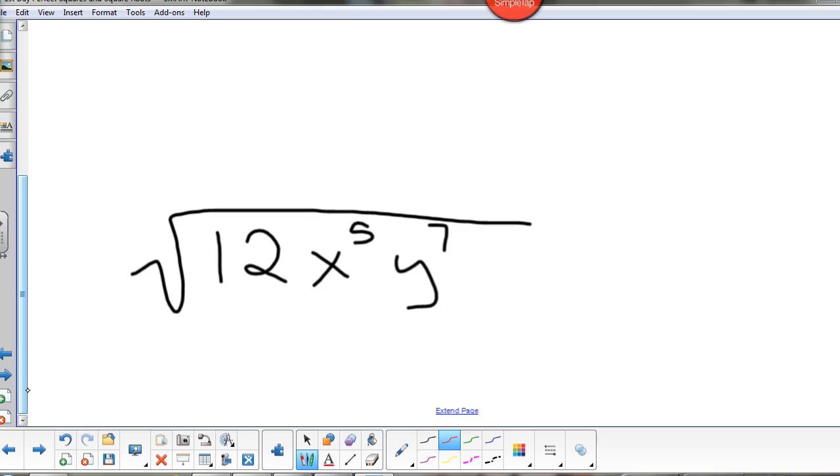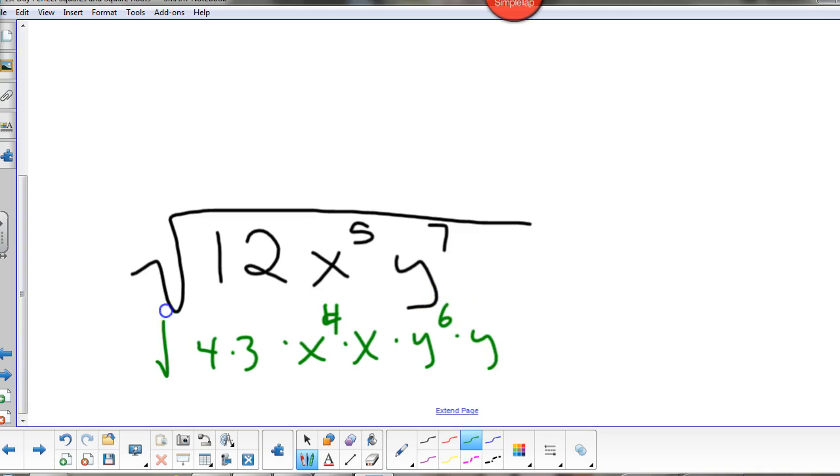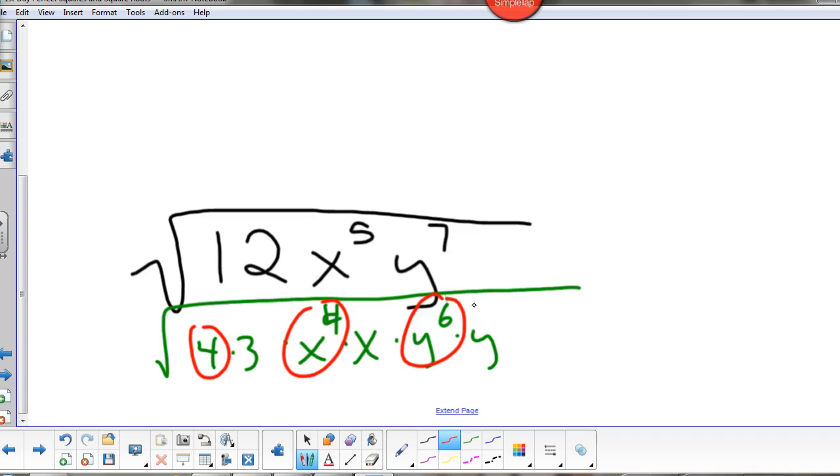But the square root of 12x to the fifth y to the seventh, none of these are perfect squares. So if I can't square root them, I'm going to break up the 12 into 4 times 3, the x to the fifth into x to the fourth and x, and the y to the seventh into y to the sixth times y. Then I'm going to be able to square root all of the perfect square factors. And the things that are not perfect square factors, like 3xy, are going to remain in the radicand.